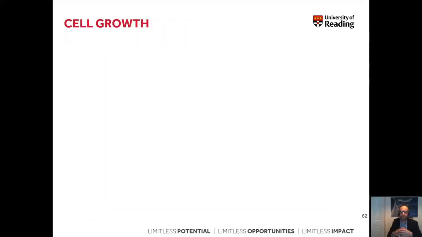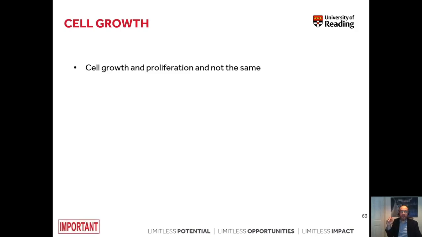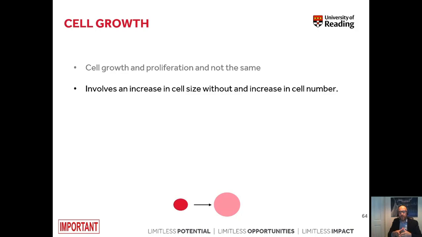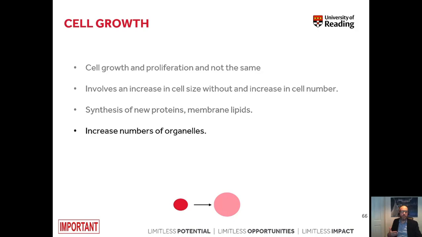So, in order to understand proliferation or cell division, we need to have a look at two underlying processes, namely at the cell growth and cell division, because those processes are actually not the same. Cell growth involves an increase in cell size without an increase in cell number. So our cells grow because there is an ongoing synthesis of new proteins, membrane lipids, and other parts of the cell that are required to produce the other cells.